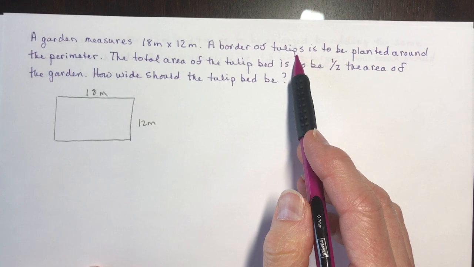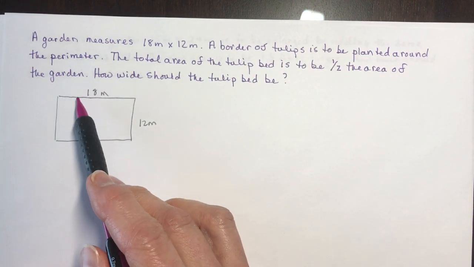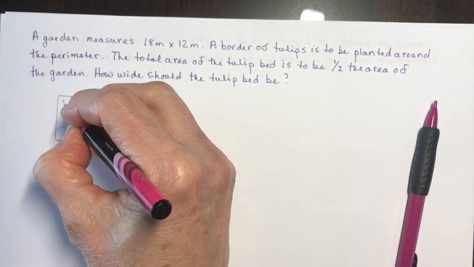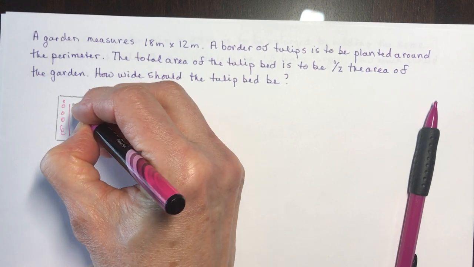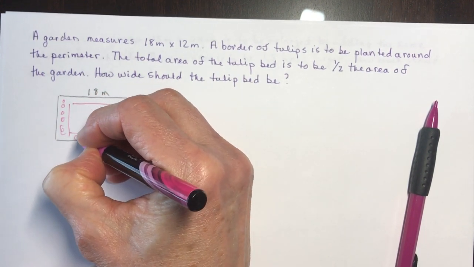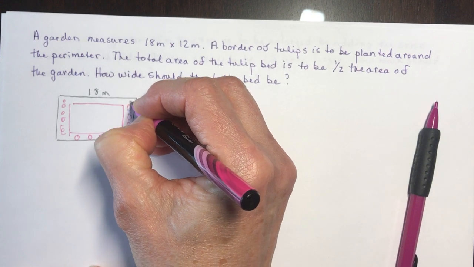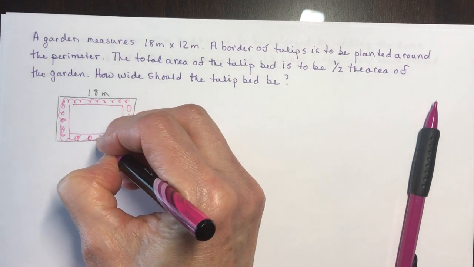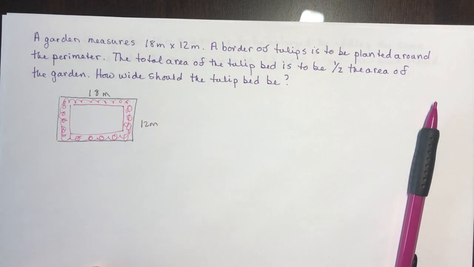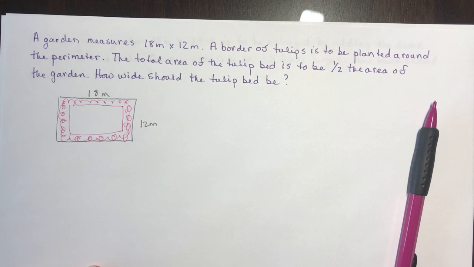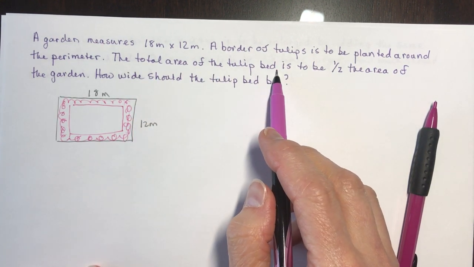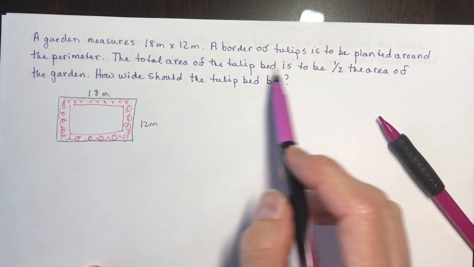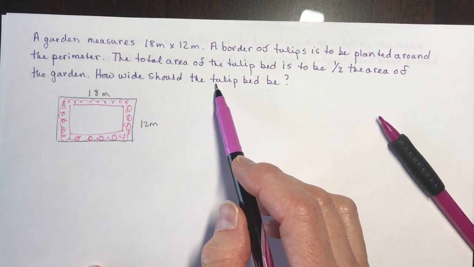A border of tulips is to be planted around the perimeter. So I'm going to put some tulips in around the perimeter. So here's all my little tulips. It's a border of tulips. And the tulip festival in Ottawa is just over because it's May. Okay, there's my flowers. Oh, let's make it a little prettier. There we go. There's my flowers, my tulips. And it says the total area of the tulip bed, so this is like a mat here, right? Same thing, is to be half the area of the garden. How wide should the tulip bed be?